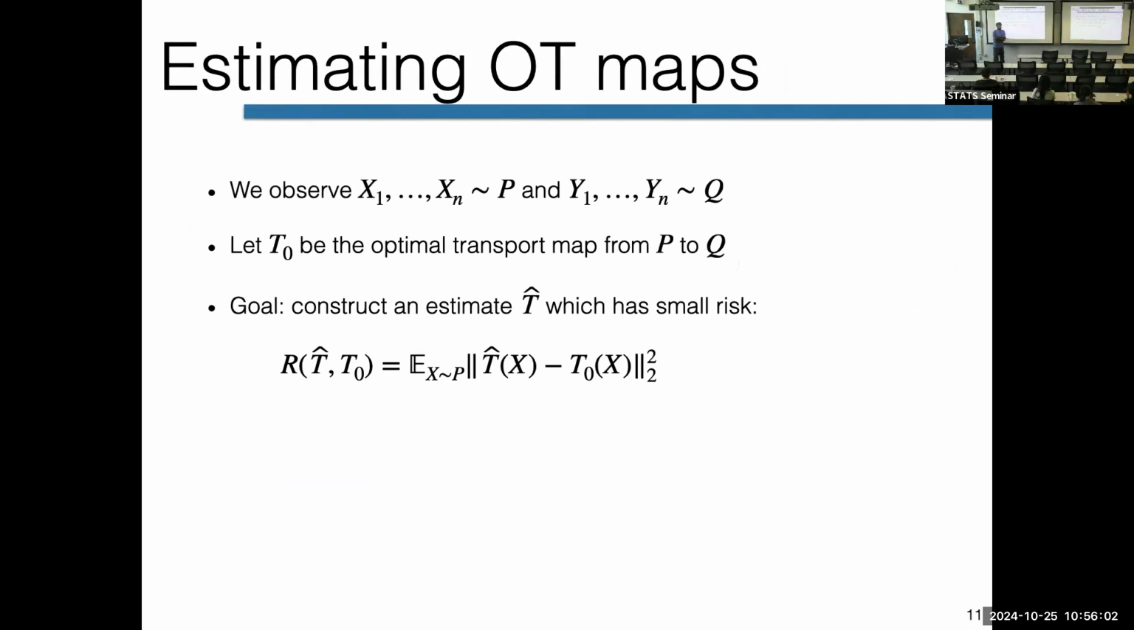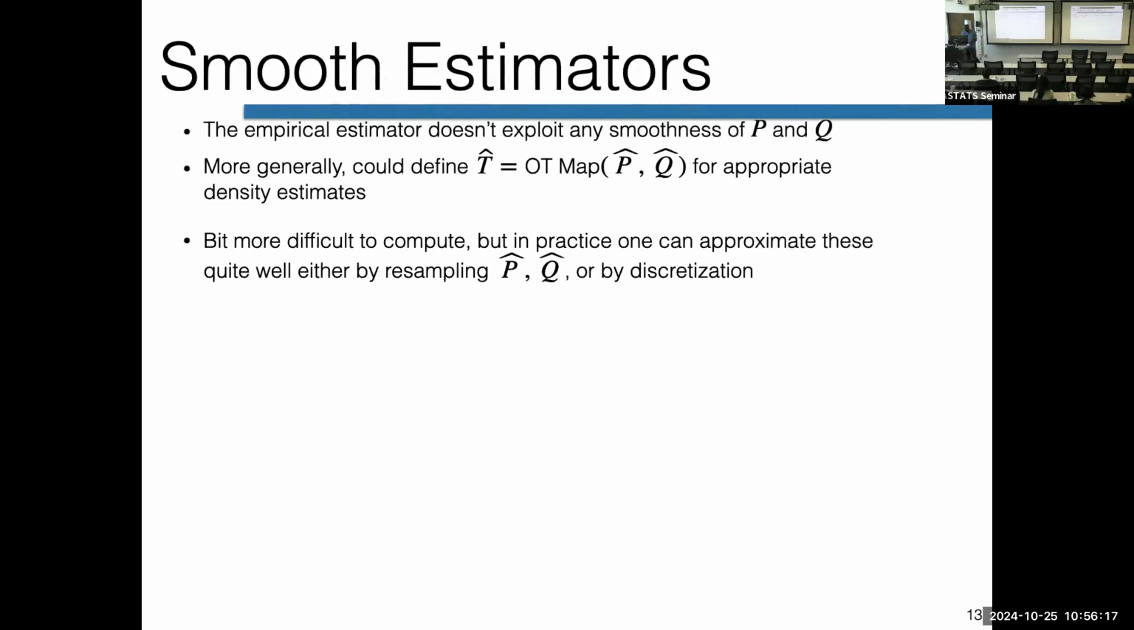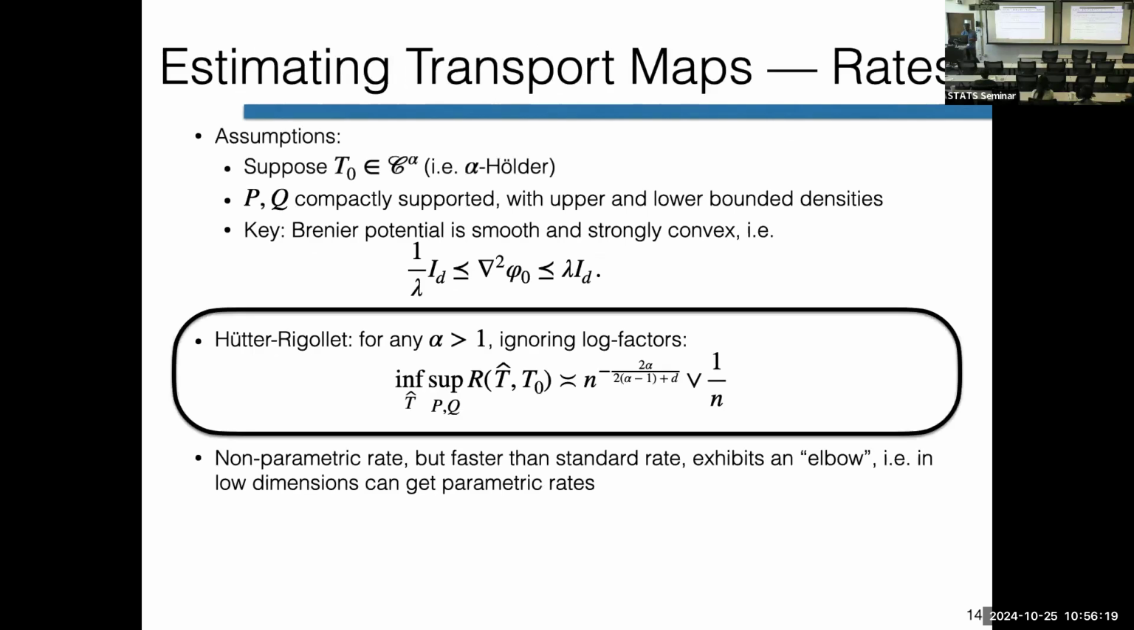So maybe I missed it. This R of T hat, T0, do you have a bound for this? I apologize if I missed it. Yes. This is the thing that Hütter and Rigollet gave minimax rates for, and this is the thing that we factorize. So when we say our plugin estimator gets some rate, it effectively, in this sense, achieves this rate. Okay, got it. Thank you.